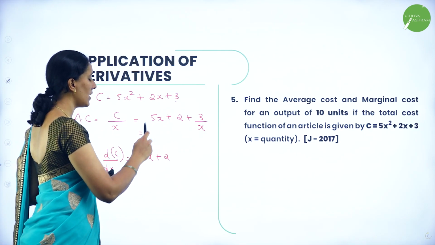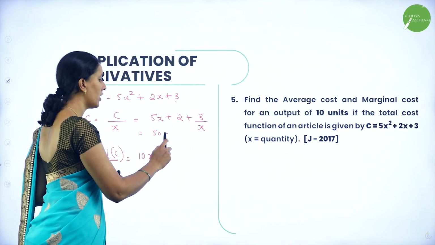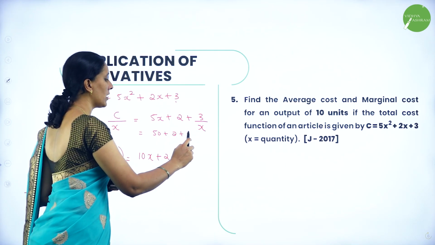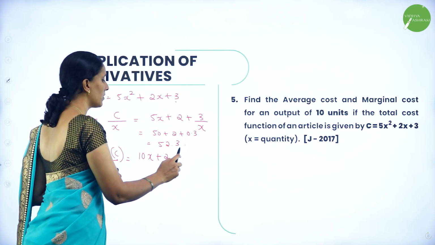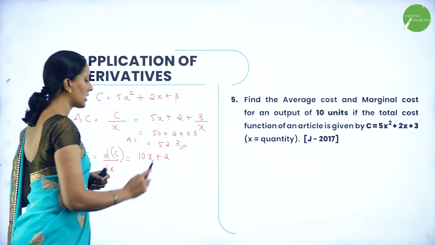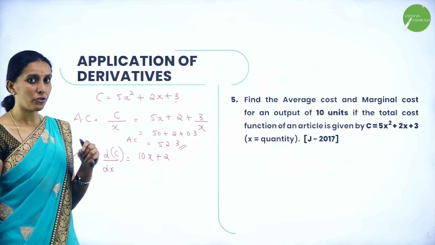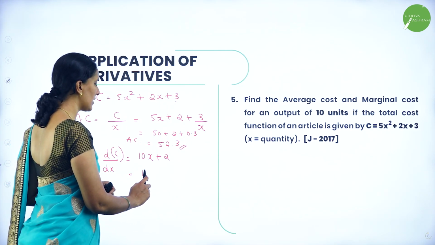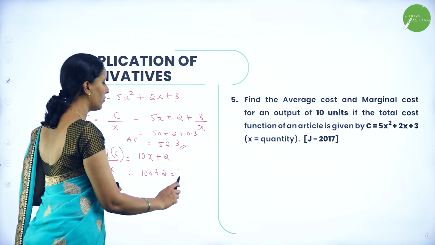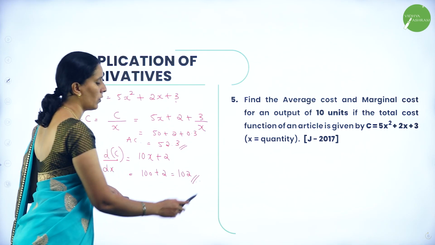So if you take x is equal to 10 here, we will get 50 plus 2 plus 3 by 10, which is 0.3. So we can write this as 52.3. Therefore, the average cost in terms of rupees is 52.3, and here the marginal cost is 10 tens are 100 plus 2, so therefore 102 in terms of rupees.